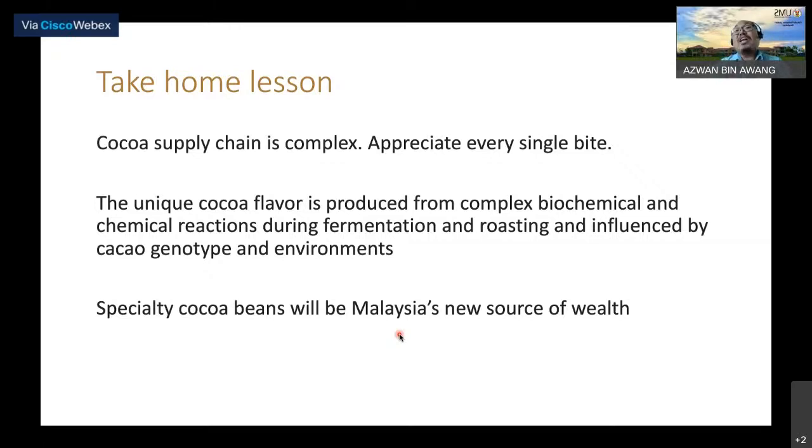And finally, although in terms of production in the cocoa industry we are insignificant compared to other countries, we are still contributing. And this is a new source of wealth that we're looking at, the specialty cocoa beans that will become our main products, inshallah.